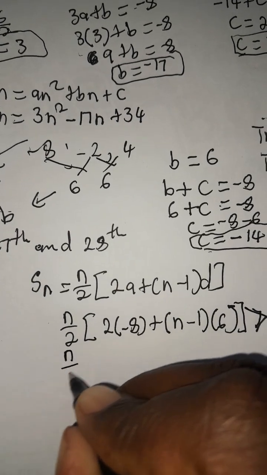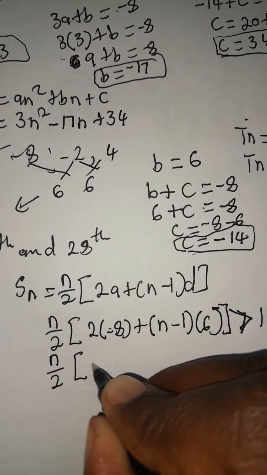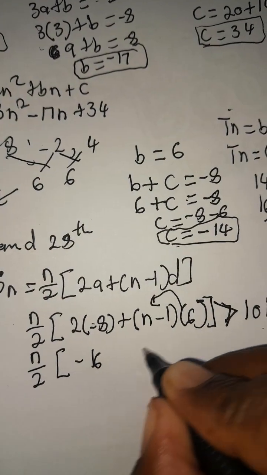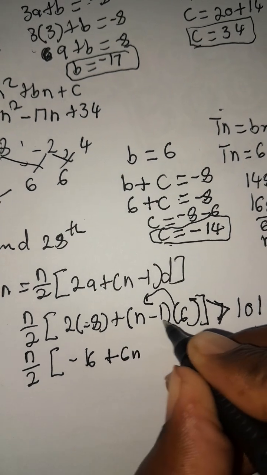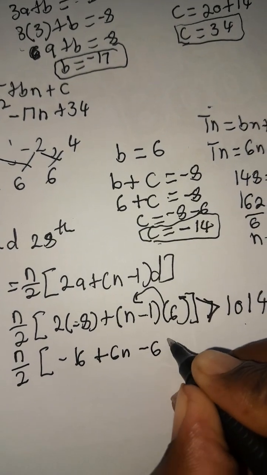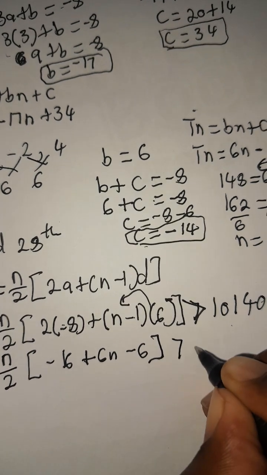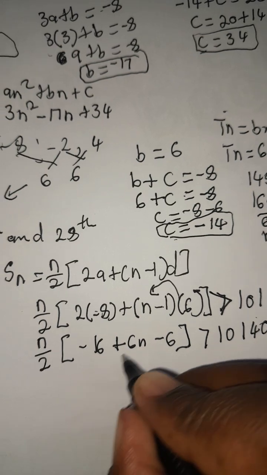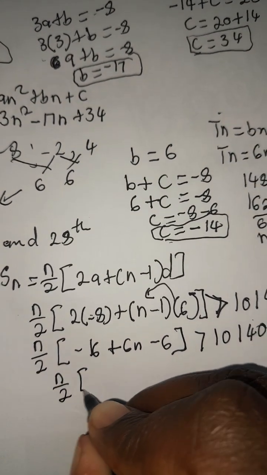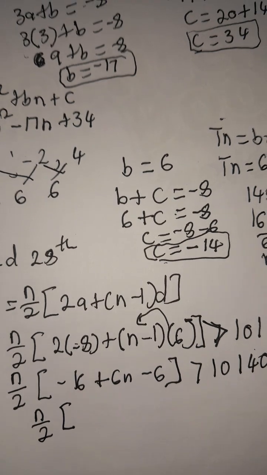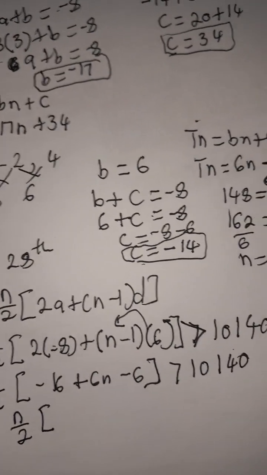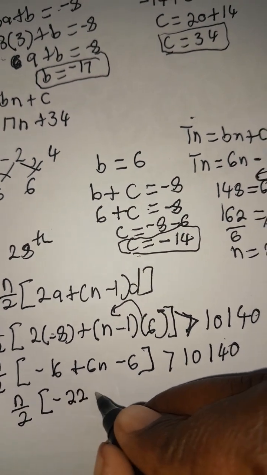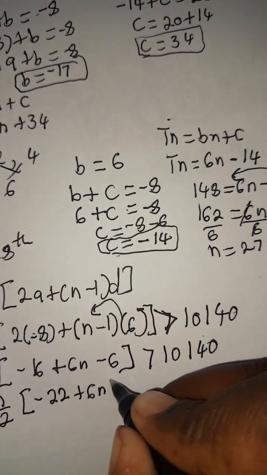So let's work it out. From here, we will have -16, plus 6 times n. Remember, we have the bracket. 6 times n is 6n. -1 times 6 is -6. Is greater than 10,140. Then we'll work out the like terms. You can see we have -16 there, minus 6, which is -22, plus 6n.